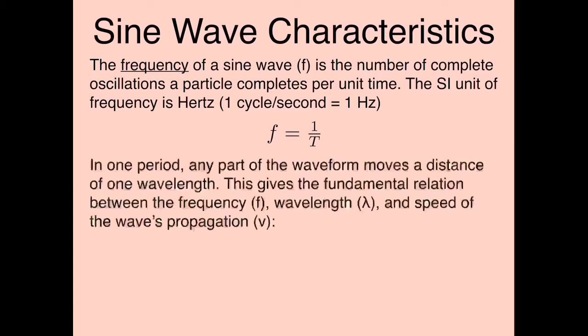Okay, next. In one period, so if we're looking at one period of the wave, any part of that waveform is going to move a distance equal to the wavelength. And because of that, we can derive a fundamental relation between the frequency f, the wavelength lambda, and the speed that the wave is propagating with, v. And here's the fundamental relation. v is equal to lambda f. So before we go any further, let's just derive these two formulas.